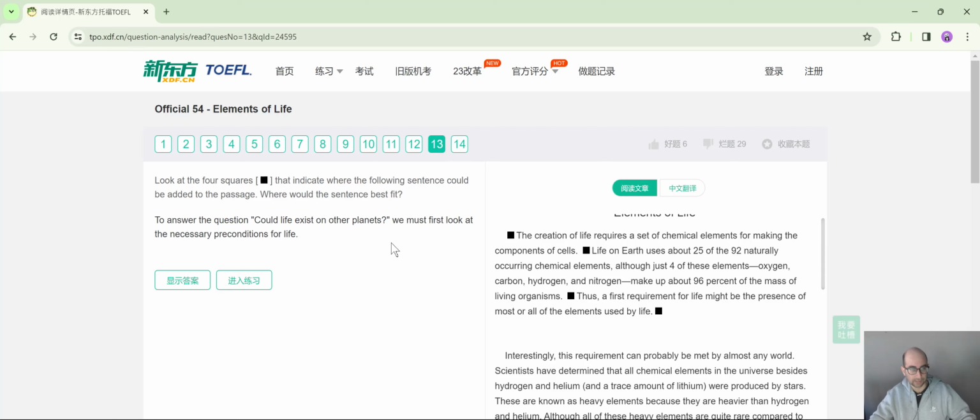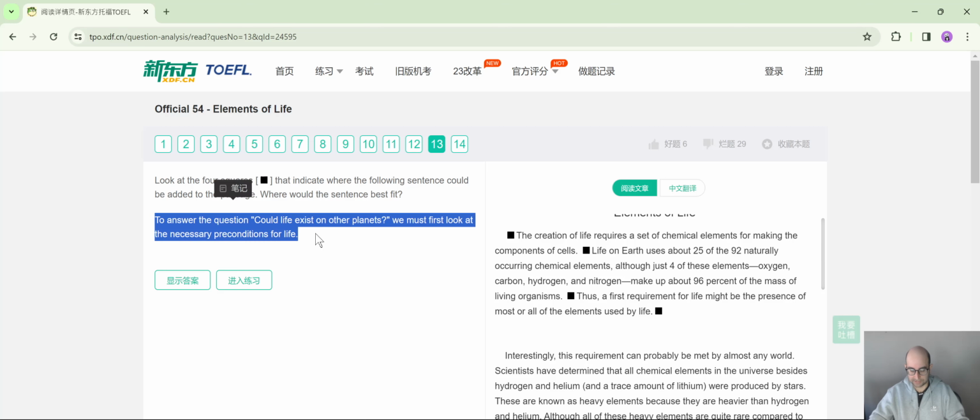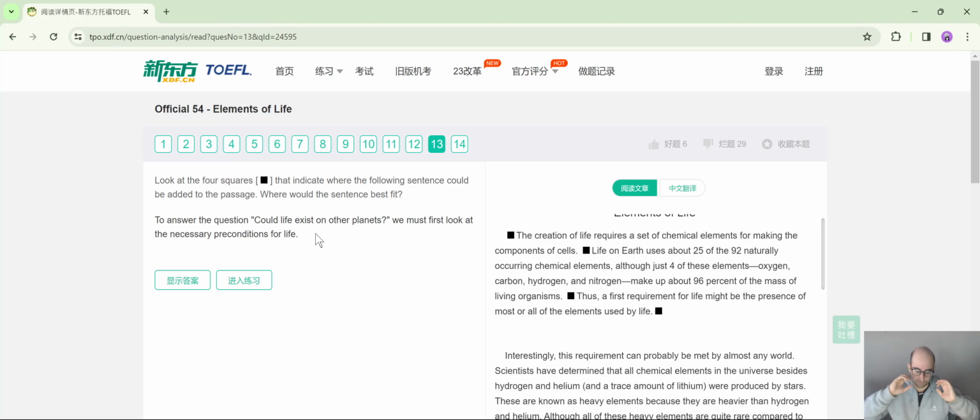Move on. All right, so sentence insertion. Always start with the sentence here. So guys, tip, very important tip. Don't think necessarily in terms of transition words always.